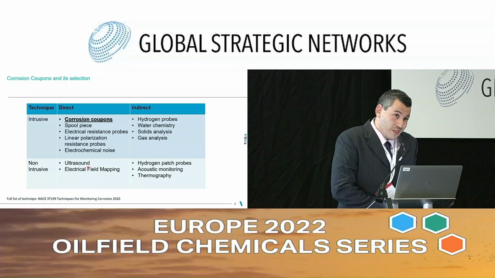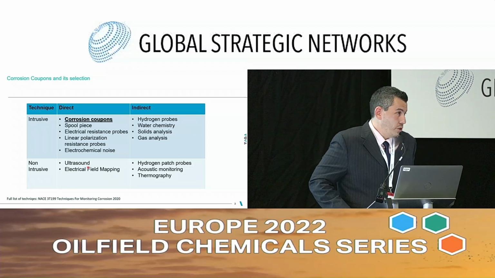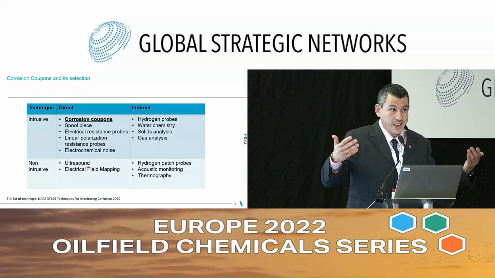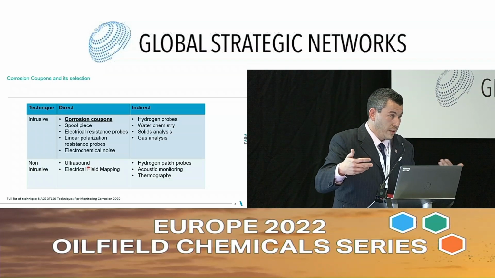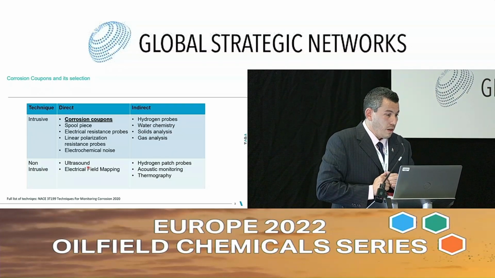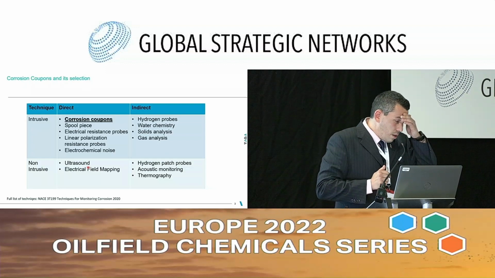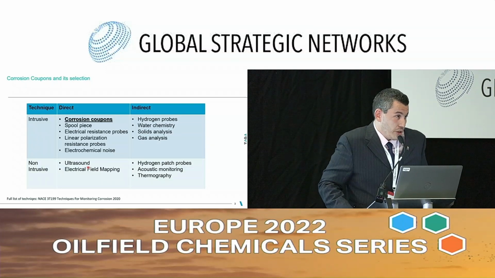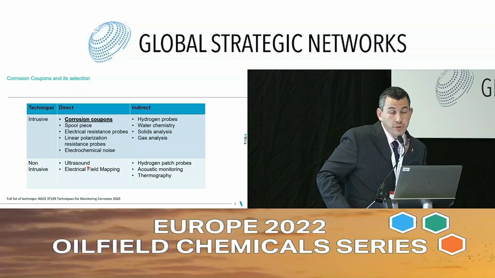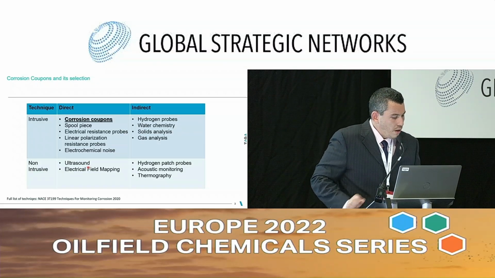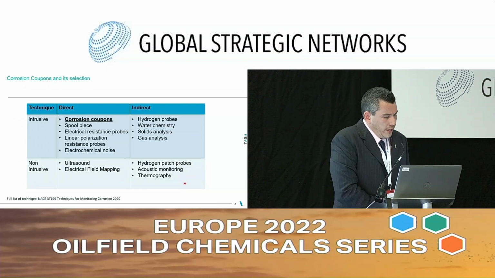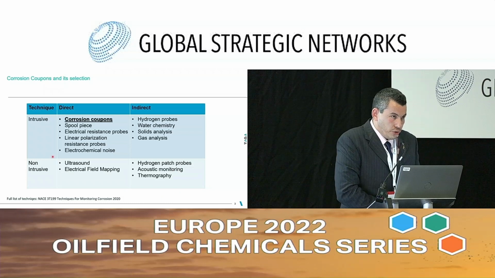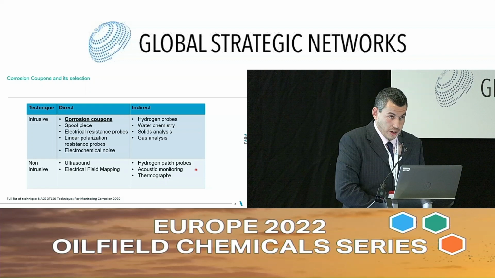And then you also have another type of techniques. Those are the non-intrusive. So you don't have to get into the process. You can get information from outside. You don't have to bring any instrument, technique, or any device into your process. Typical example, ultrasound measurement. You can measure the wall thickness of your asset from outside. And you also have another good example, electrical field mapping. Again, as an indirect and non-intrusive technique, you have hydrogen patch probes, acoustic monitoring, and thermography.